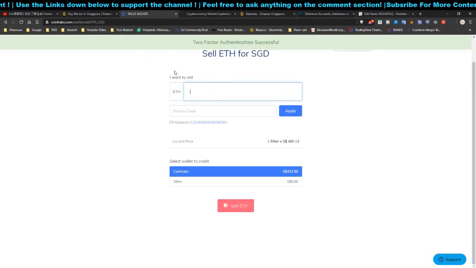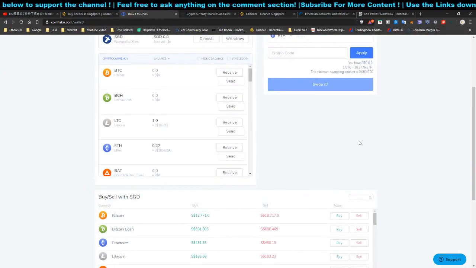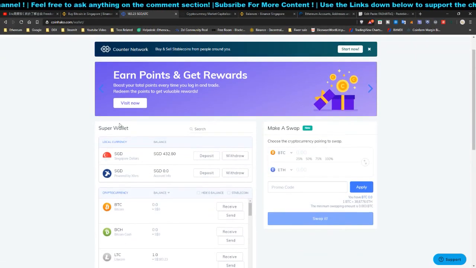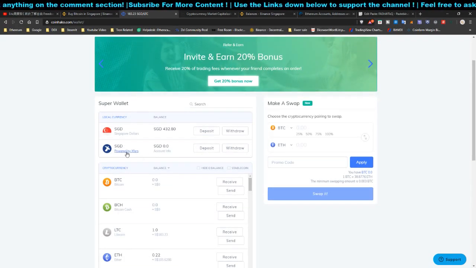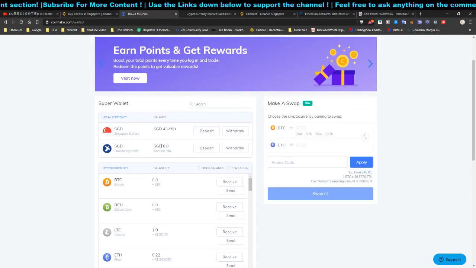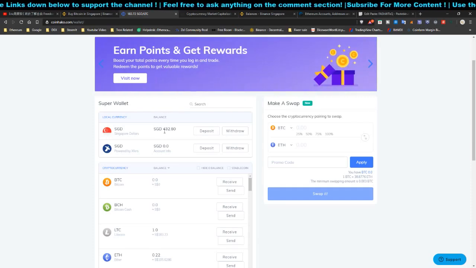Over here, CoinHako's interface is much different. I would say it is more messy. As you can see, there are many tabs over here. Your super wallet, meaning your local currency wallet, is powered by Xfers. They also have Xfers in CoinHako, but I will not use that feature there, because CoinHako has a local currency wallet for you to deposit fiat Singapore dollars into the account or withdraw it.